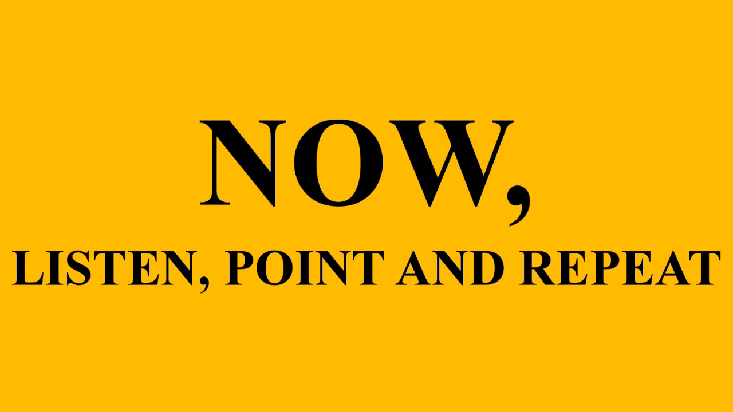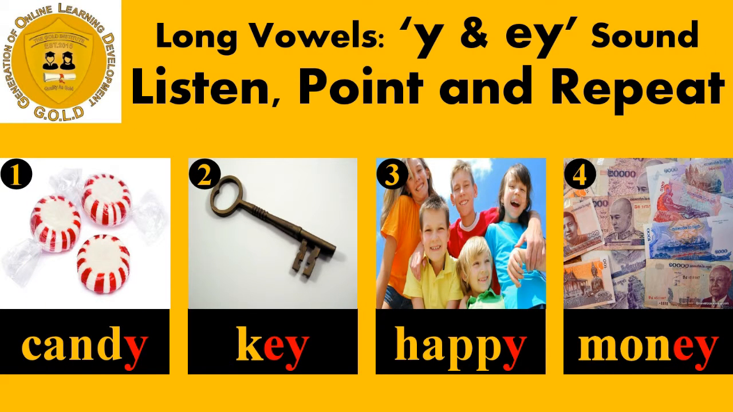Now, listen, point, and repeat. 1, K, A, N, D, E. Candy. 2, K, E. Key. 3, A, P, E. Happy. 4, M, A, N, E. Money.